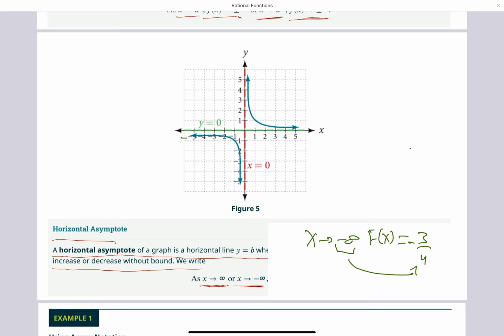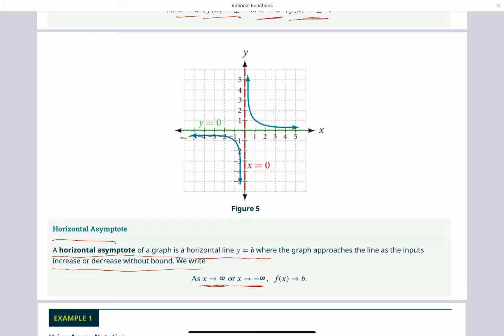When does the horizontal asymptote... Just give me 1 second. Okay, we're good. Okay, there we go. I need to drink water. Just 1 second. Okay, I'm back. So what was my question?